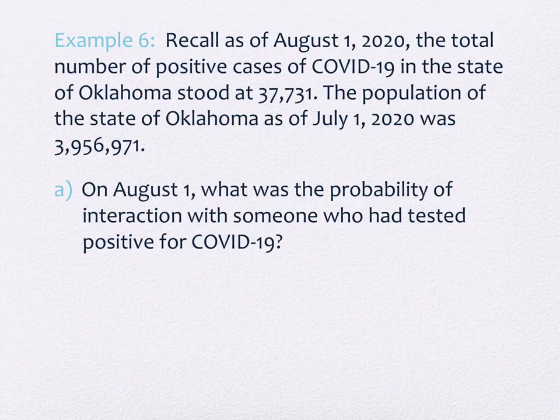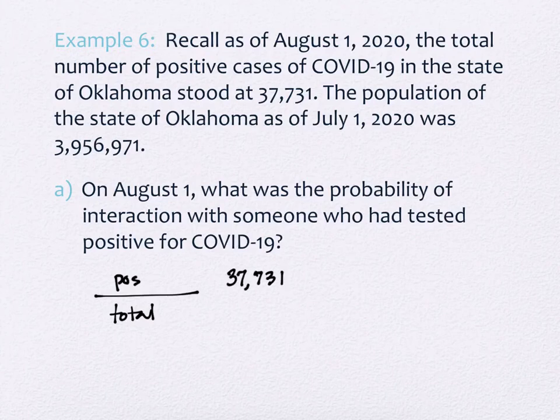Okay, so we actually looked at this before, but we looked at it from a different point of view. Here we're looking at it from a probability point of view. So the comparison that we're making is the people who are positive compared to the total population. That's the comparison that we're making. So that's my 37,000 number.